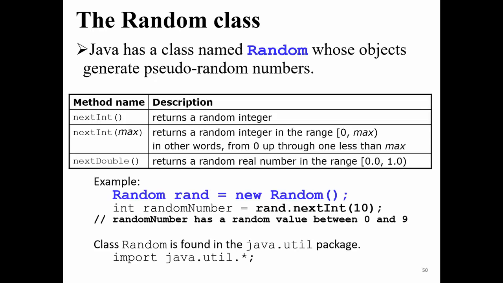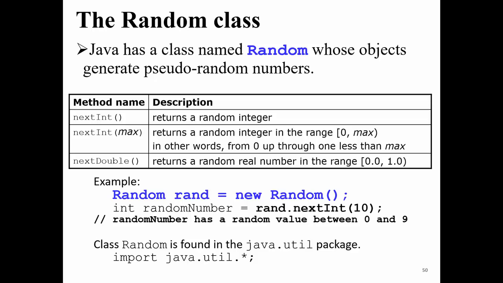How can we use the Random class? First, we have to create an object. Random rand equals new Random. This is the object name, or the variable name. So the first line in blue is creating the object. Once you create the object, you can use it to generate a next integer value. On the second line, we are using int randomNumber equals rand.nextInt, and we provide 10. By doing this, we are looking for a random integer value between 0 and 9.